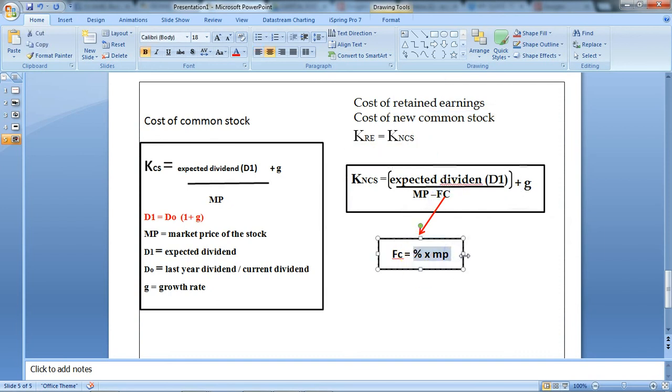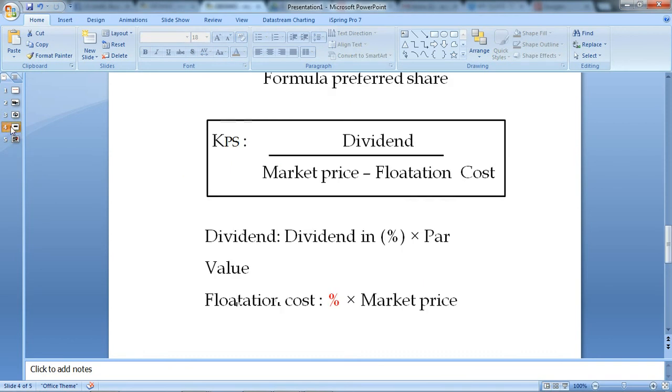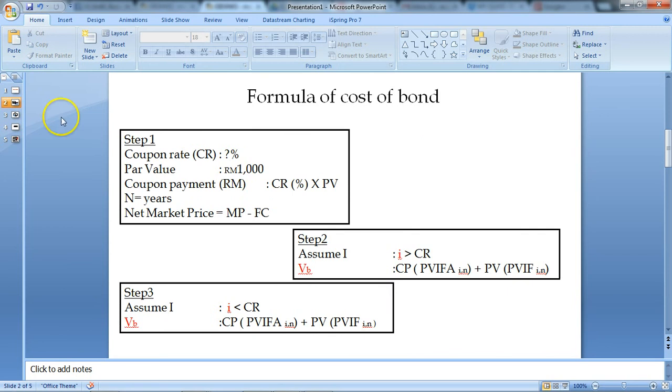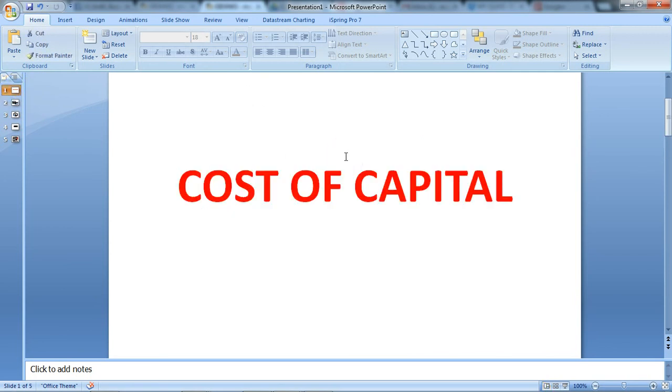Okay, that's all for today's formula. So please memorize all the formula, but before you calculate, extract all the information, and you need to decide whether the information is for common stock, preferred stock, or cost of bond. So that's all on formula.